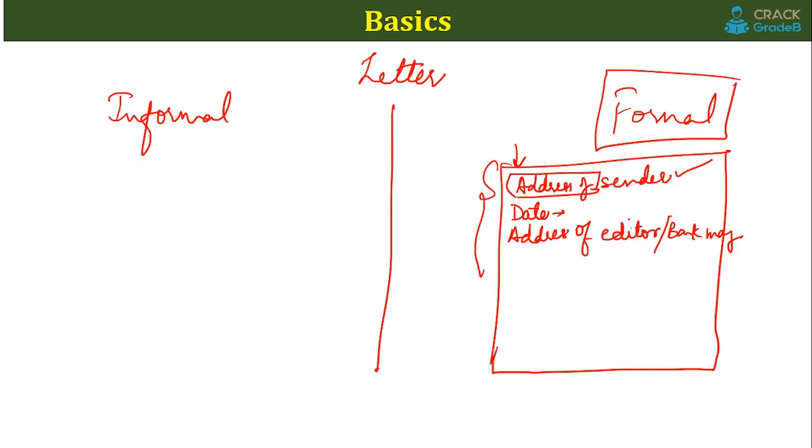For example, if it is the editor or the bank or the government organization or the private organization, or let's say the municipality, whatever is the receiver of that letter, you should write the address of the receiver. After that, you must write the subject of the letter. For example, let's say you are writing the letter to the bank manager requesting a loan. So obviously you can write the subject as requesting a loan, or whatever kind of issue you are having for which you are writing the letter, you have to write it down as the subject.